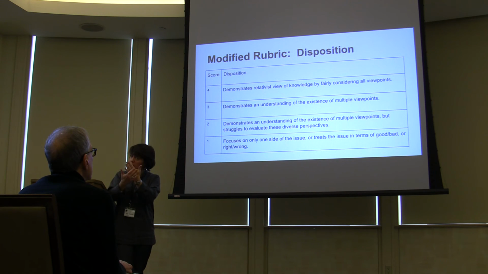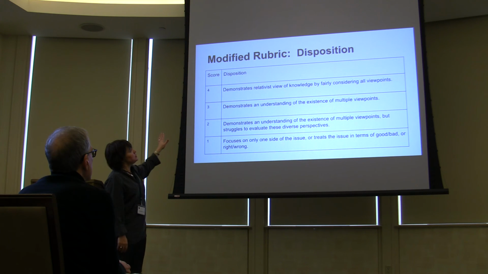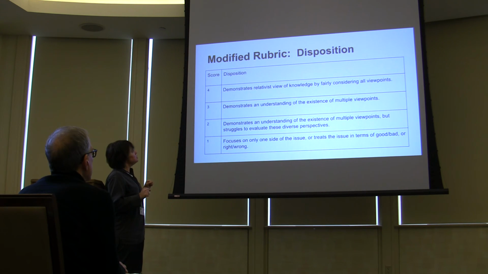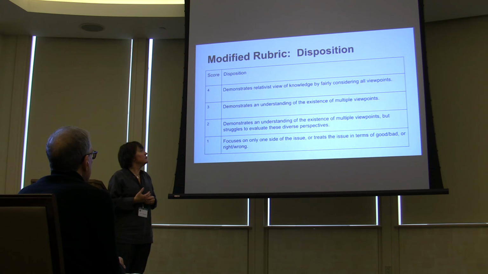And it's not just that we all have different points of view and that's okay and let's go home. It's we all have different points of view, and for this particular situation, I think this one is best because of this evidence. Okay? And then 3 would be demonstrates an understanding of the existence of multiple viewpoints, but that's kind of as far as it goes. 2 would be demonstrates an understanding of the existence of multiple viewpoints, but struggles to evaluate these diverse perspectives. And the lowest would be focuses on only one side of the issue or treats the issue in terms of good and bad or right and wrong.